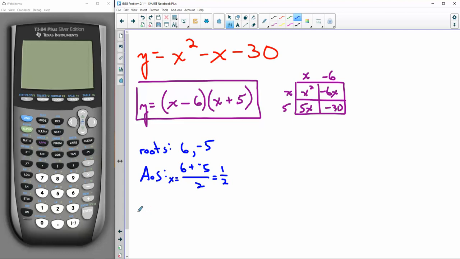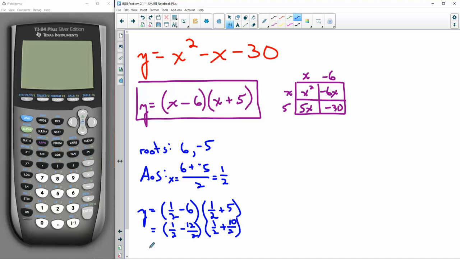Then I want to figure out my y value. Could use either one of these, but I'll use both. Purple, let's go 1/2 minus 6 times 1/2 plus 5, which is like a half minus 12/2, common denominator. Again, I'm trying to not use a calculator. Calculator would make this a lot easier. 10/2, all right, which is negative 11/2 times positive 11/2, which is negative 121/4.